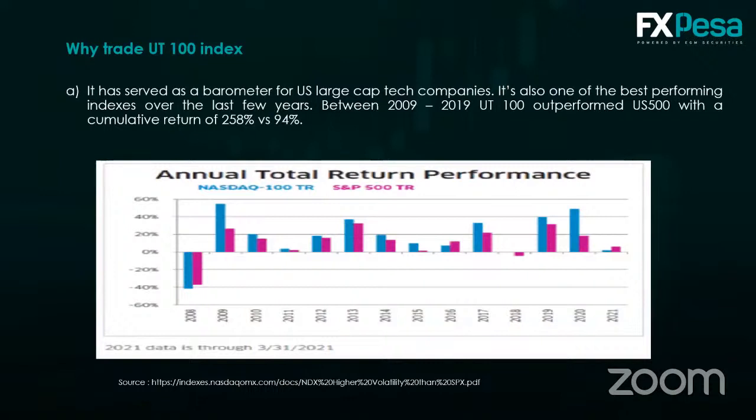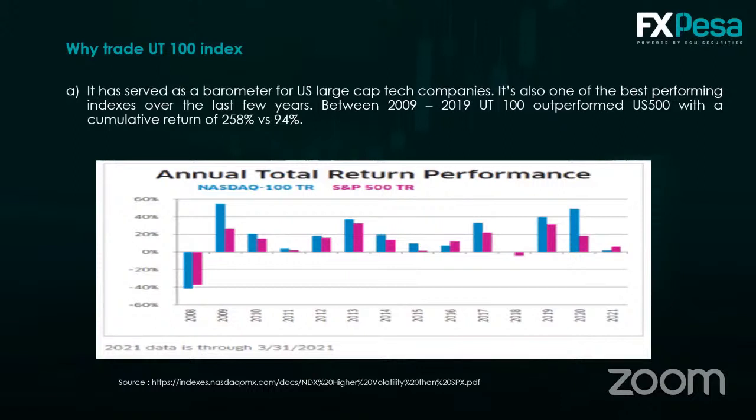So why would a trader be interested to track the performance of UT 100? Or what would draw you towards trading this particular index? So the first thing is that it has served as a barometer for the US large cap tech companies. It is also one of the best performing indices over the last few years.